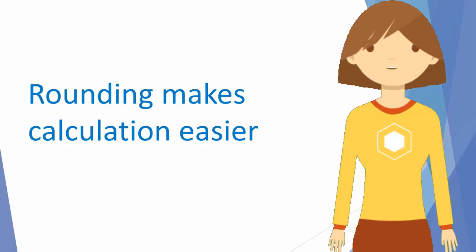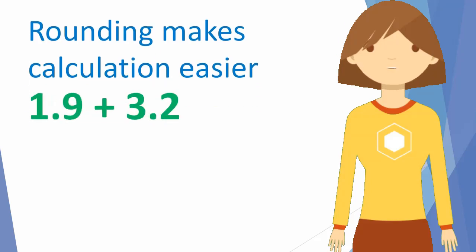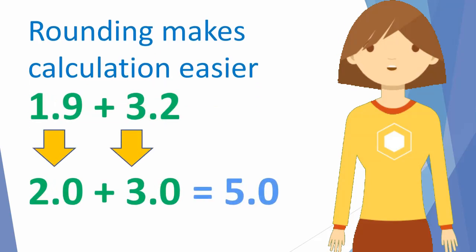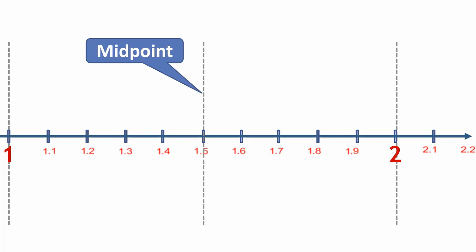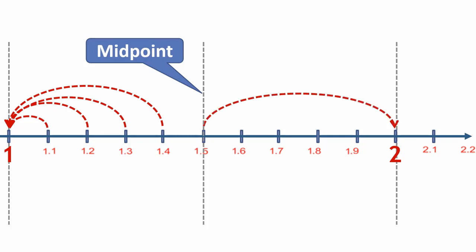Rounding makes calculation easier. For example, 1.9 plus 3.2 can be rounded to 2 plus 3 to get 5. And since the answer is less accurate, the equal symbol will change to the estimate symbol. In this example, 1.1, 1.2, 1.3 and 1.4 will round down to 1. And 1.5, 1.6, 1.7, 1.8 and 1.9 will round up to 2.